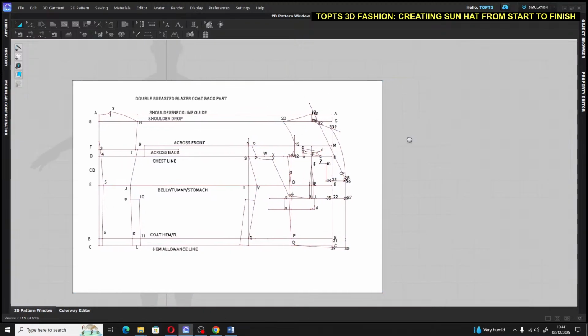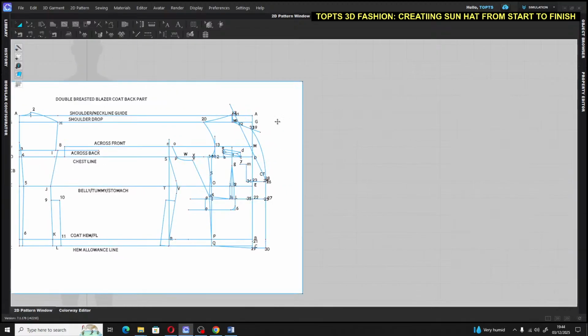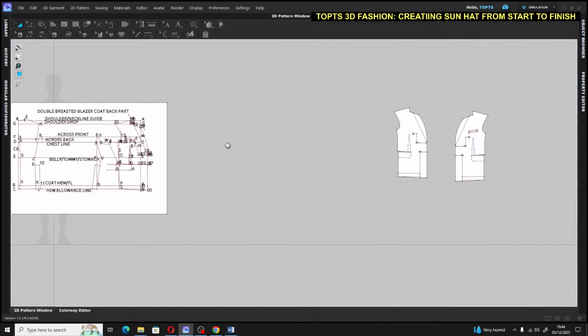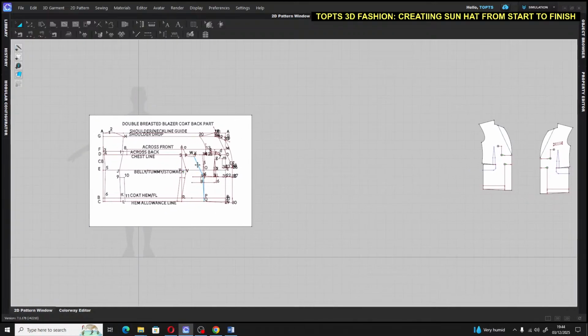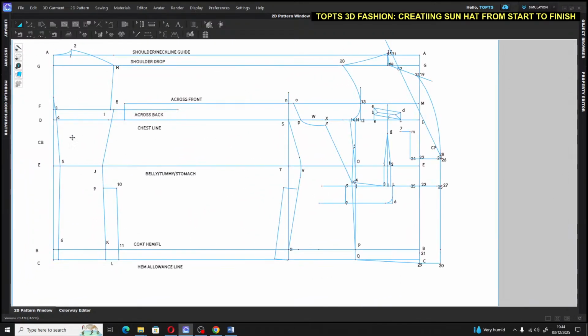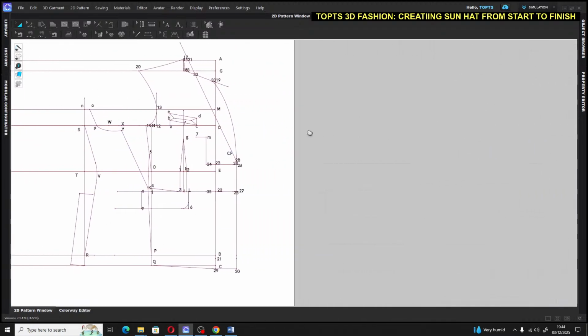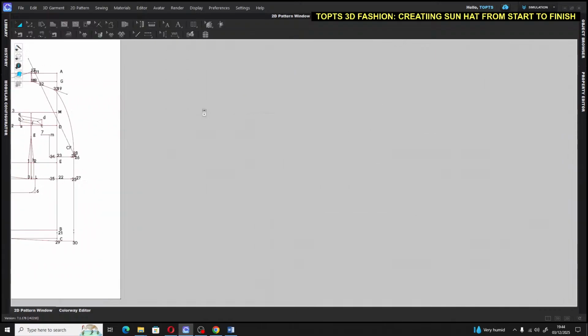As usual, we are going to go to our tools and we pick the fabric. So this one is already our back side and the front panel, isn't it?